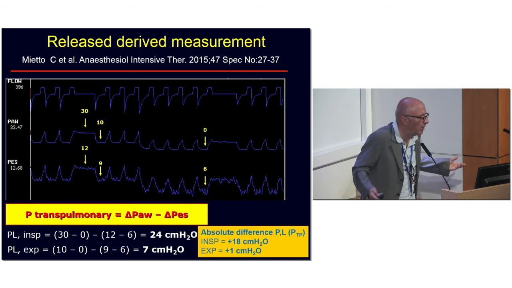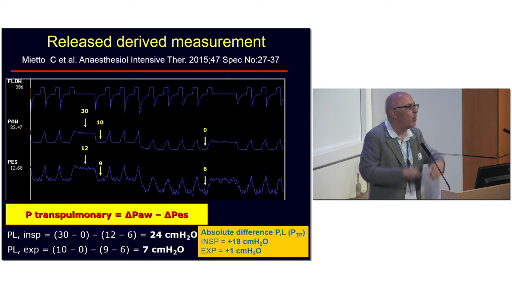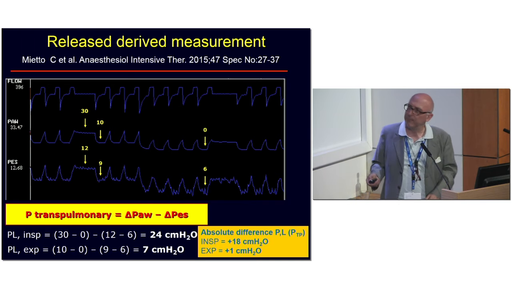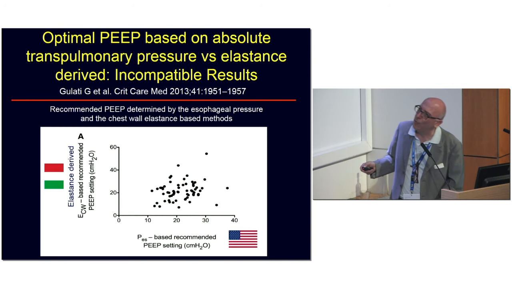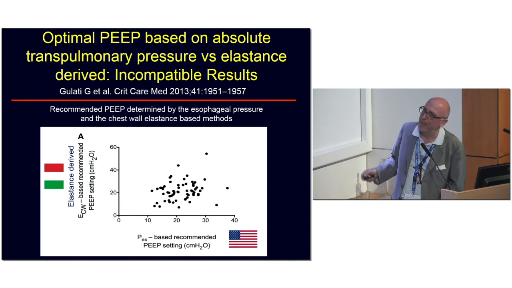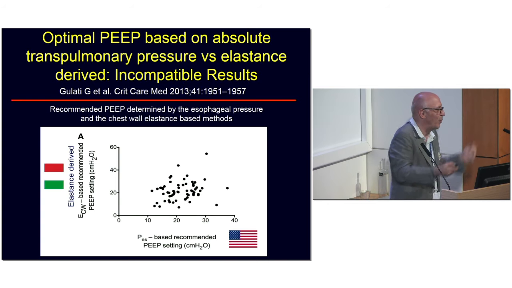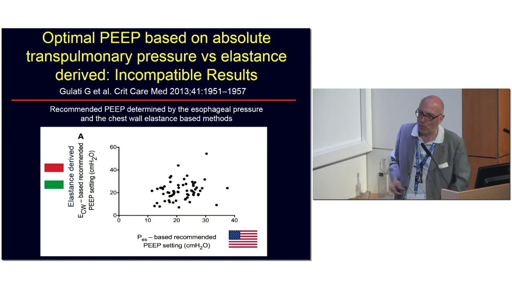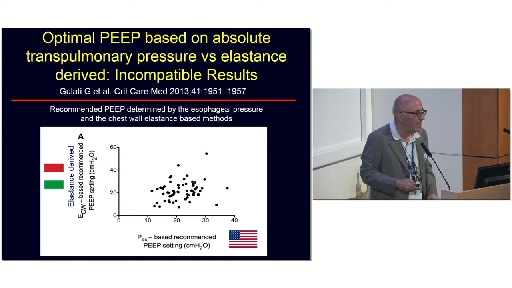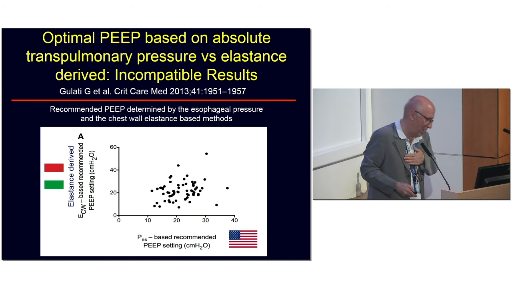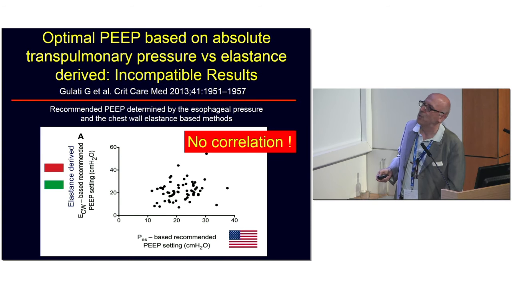So even for the release method, there is no correlation. So whatever you do, you have different numbers. I don't like that. And in fact, if you compare the elastance-derived with the Talmor absolute, and this is the best PEEP according to the end expiration, I showed you that is the case for inspiration and expiration, whatever you want. You see that there is no correlation. You can set the PEEP randomly, or better, you set the PEEP on the PO2 FO2 table, believe me, it's much better. So no correlation.